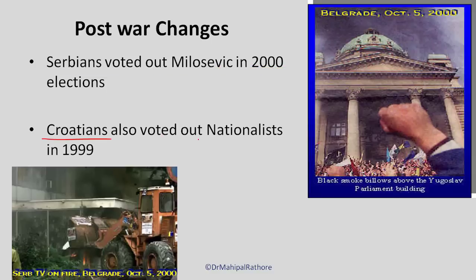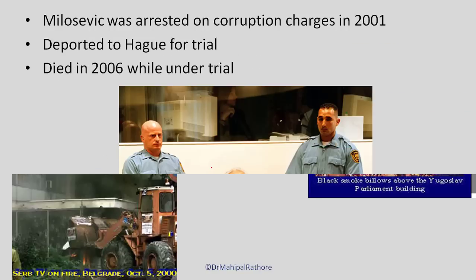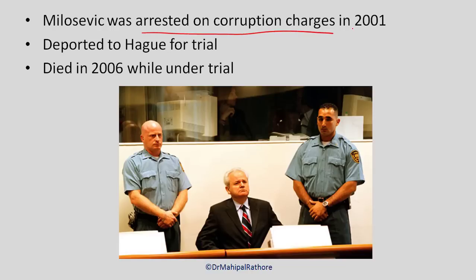On the other hand, Croatians also voted out the nationalists in 1999. So you see, in both these countries where hyper-nationalism was going on, nationalism was toned down a little because both countries now have moderate governments, or moderate presidents, not the hyper-nationalists. Milosevic was arrested on corruption charges in 2001, just a few months after he was removed from presidency. USA said that if you deport Milosevic for trial at the Hague, if you give him to us so that he can be tried for war crimes, we will give this new country of Serbia aid. Yugoslavia again, the Federal Republic of Yugoslavia. It will be given financial aid only on the condition that Milosevic is given away.